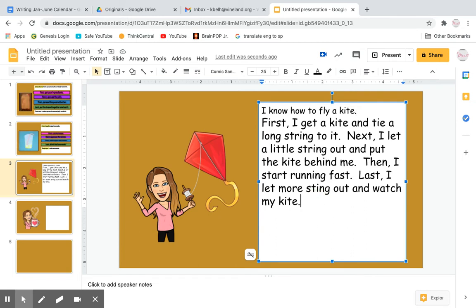Now I need my closing sentence. Remember, my closing sentence goes at the end after I give them the last step, let more string out and watch my kite fly. My closing sentence. Remember, I can use the words, that is how I. Well, what did I tell them about? That is how I do what? Fly a kite, period. So I gave them directions on how to fly a kite. I know how to fly a kite. I give them the directions. Then I say, that is how I fly a kite, because that's how I do it.